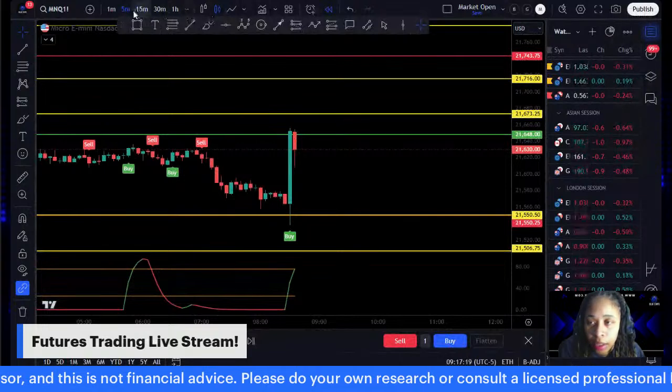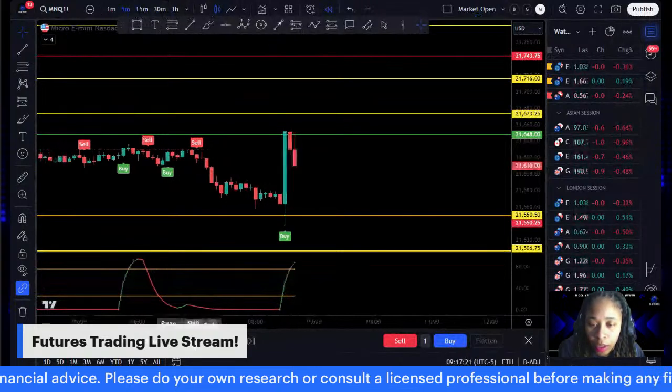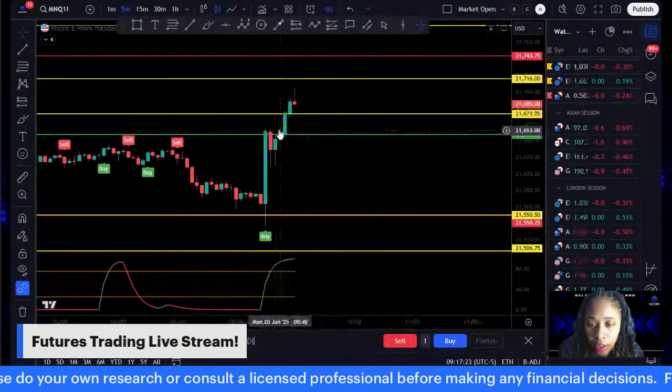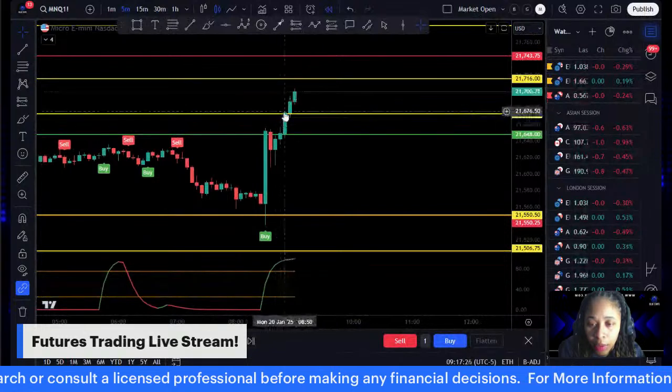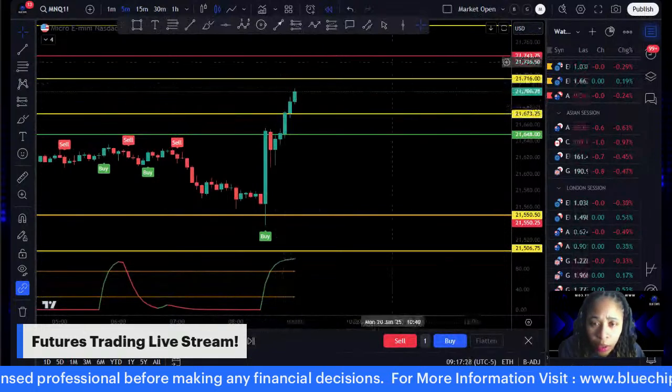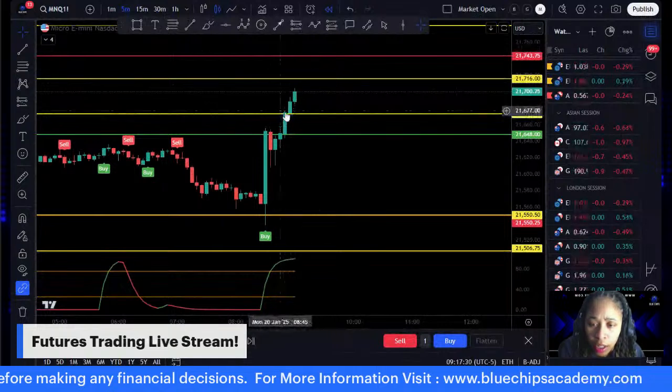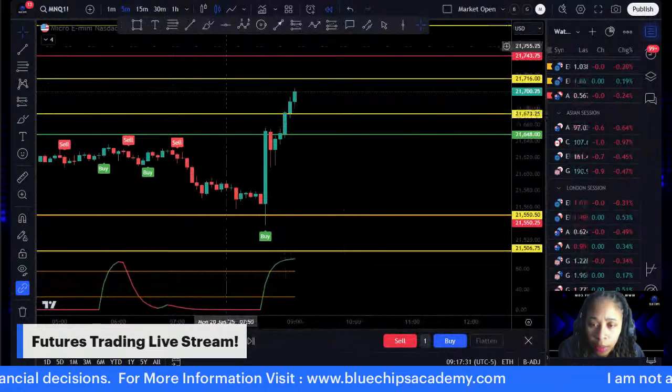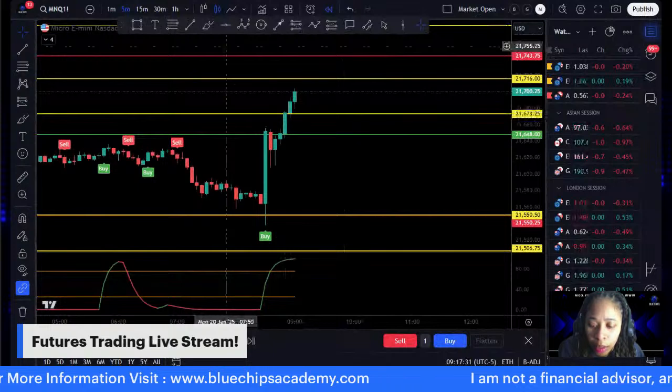What happened is, if we press play, we can see price broke out here. After this candle, I probably would have entered. I didn't trade yesterday because I wasn't feeling well. But if you would have entered here, you could have hit your TP1, which was up here.